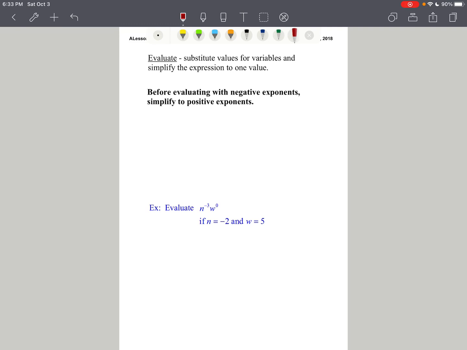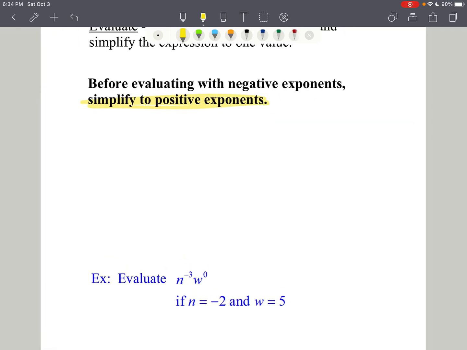And hopefully you're feeling pretty confident about these exponents, zero exponents and negative exponents. Now this is where it might get a little tricky. We're going to evaluate expressions with negative exponents. So first we're going to substitute values for variables and simplify the expression to one value. That's what evaluate means. It means substitute values for variables and then simplify that to one numerical value. Now before evaluating with negative exponents, simplify so that you have positive exponents only. So make sure you simplify so you have positive exponents only first.